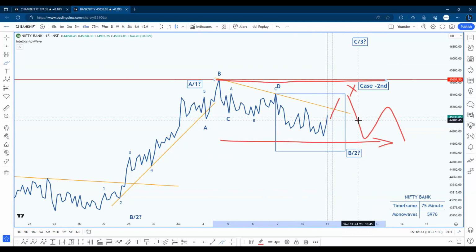One thing is clear: if we are not going to get the confirmation for this particular pattern, either considering the whole pattern or just the last one, in both cases we will definitely get an X wave. If we get an X wave, it's very clear the market is going to be sideways in both Nifty and Bank Nifty.